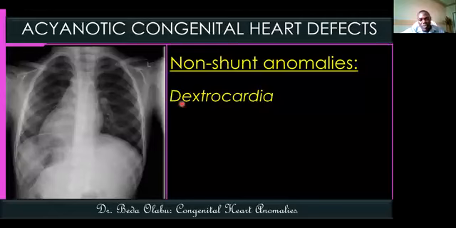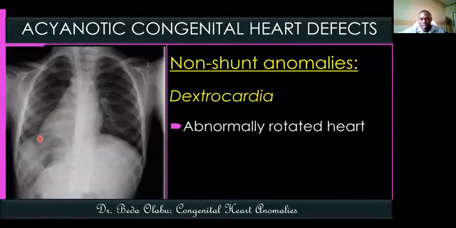I don't know whether you have studied biochemistry, but they use those terms to mean rotations of some carbon atoms. Dextro-rotation and levo-rotation. Dextro means right and levo means left. So this is dextrocardia, which means right-sided heart. The heart is abnormally rotated to the right, so we call it dextrocardia.